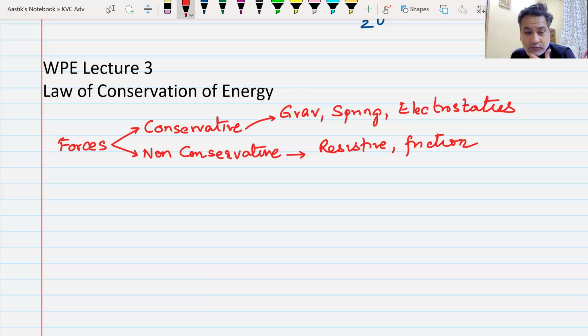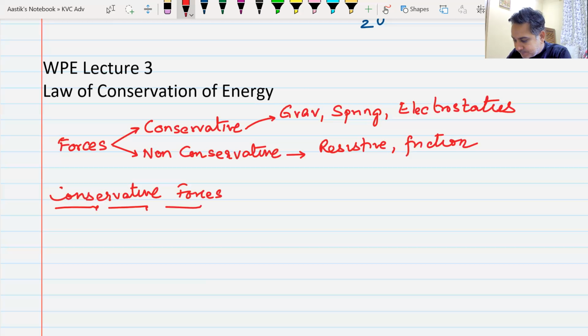Now, what do we mean by conservative and non-conservative forces? There are two things that we must remember about these forces. Let us first talk about conservative forces like gravitational force, spring force, or electrostatic force. What is the first thing that we must remember about a conservative force?